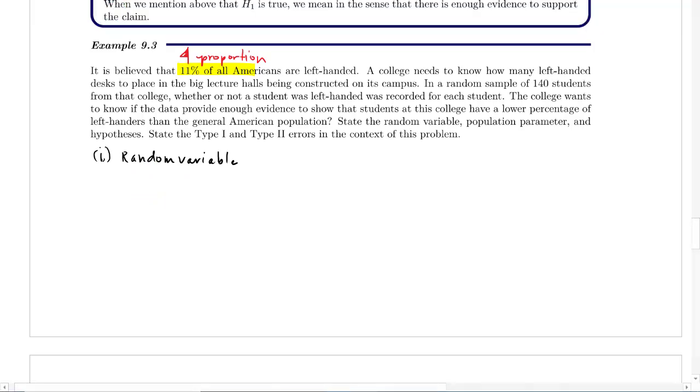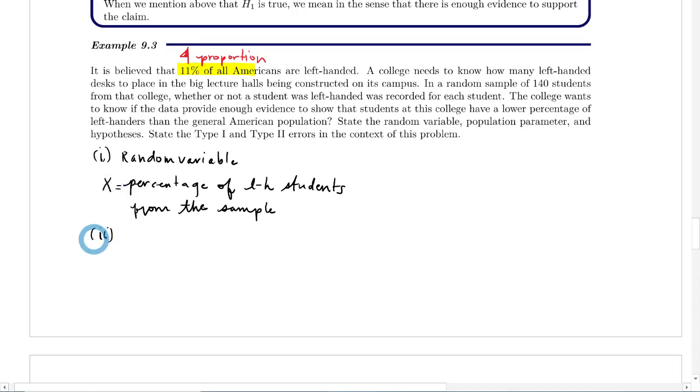Let's see. 1 second. Okay. The random variable is defined as the percentage of left-handed students from the sample. Okay, right, that's like our x. I guess I can put like a capital X equals, right?